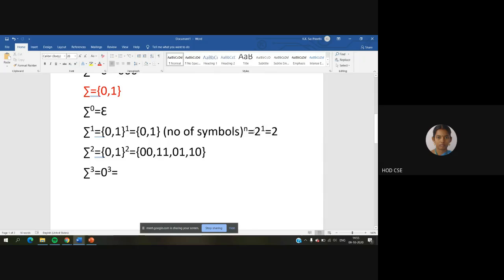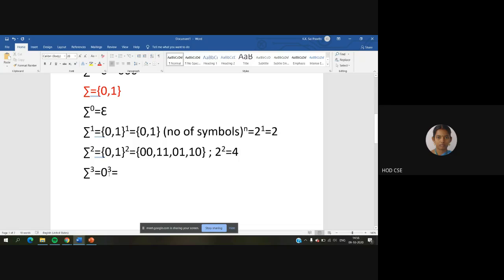So in the second one, this is 2 power 2. 2 power 2 is equal to 4. Why 2 power 2? There are 2 input symbols, called 0 and 1, and sigma square we are producing, in 2 occurrences. So the total number of strings is 4.